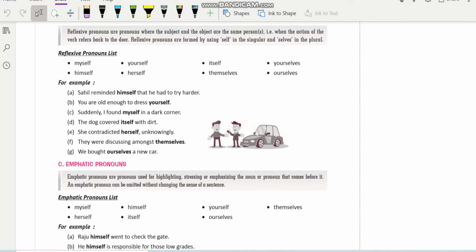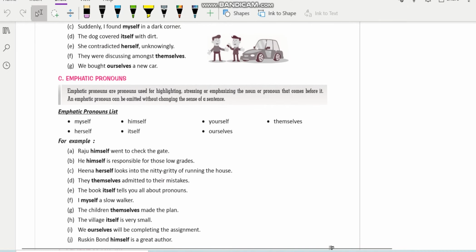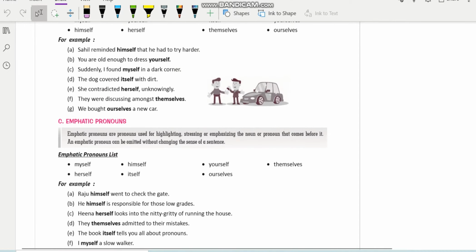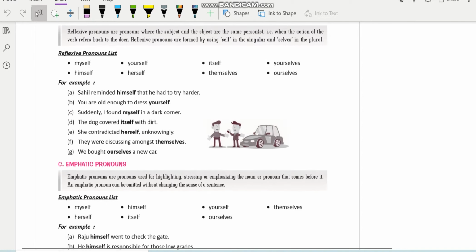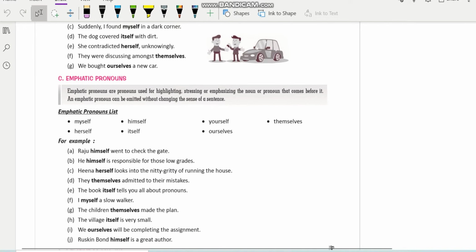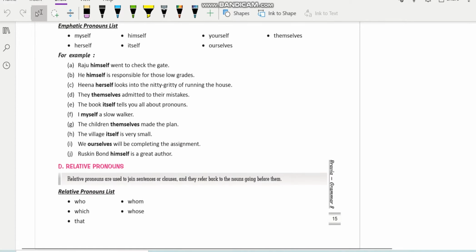But how do you differentiate between a reflexive and an emphatic pronoun? I told you that emphatic pronouns are also written in the same way as reflexive pronouns, just that the sense changes because emphatic pronouns means emphasizing. It stresses on that particular pronoun. So whenever the noun and the pronoun come together, like Raju himself went to check the gate, himself has come right after Raju. So this is emphatic. This is emphasizing the fact.